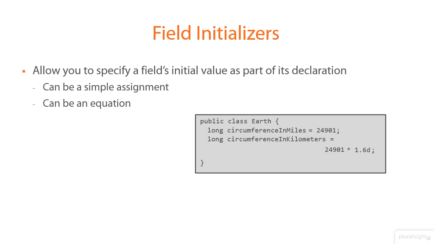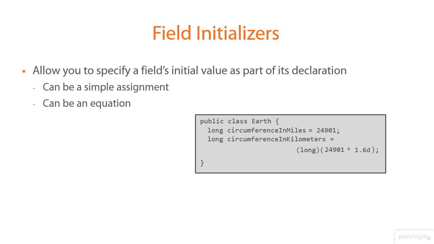Remember though that the equation has to be a valid equation. Right? So right now this wouldn't compile because although 24,901 is an integer type, when I multiply it by 1.6, which is a double, that result will be a double that I can't assign directly into the long circumference in kilometers. So we just go ahead and put a cast in place, and that now becomes a legal assignment.